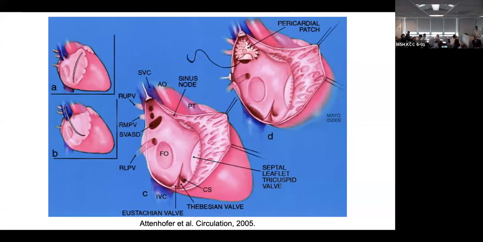So I just wanted to basically show what the standard of care has been for many years, which has been surgical repair of these sinus venosus defects. Essentially, if you look up here, this is a graphic representation of what they do in surgery: they basically use a pericardial patch and exclude the anomalous veins as well as the sinus venosus ASD.